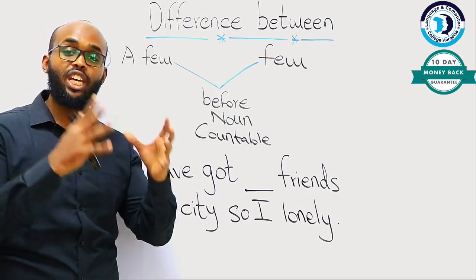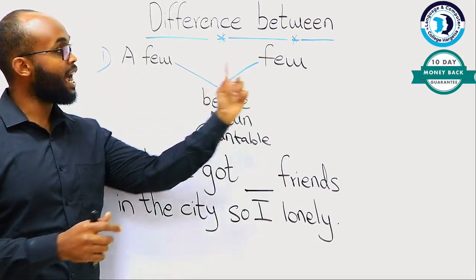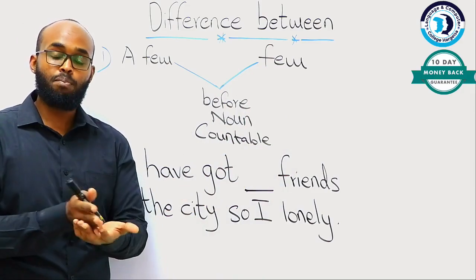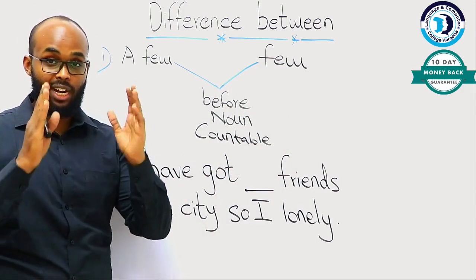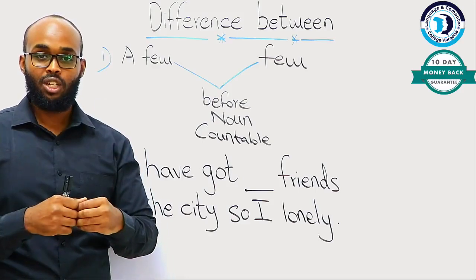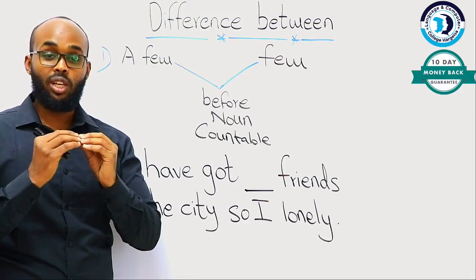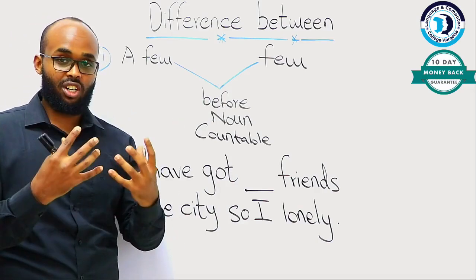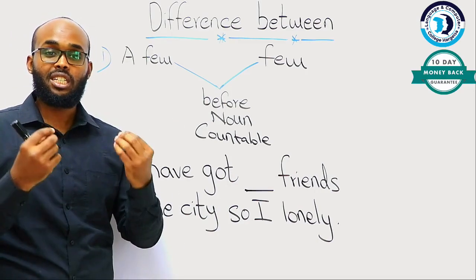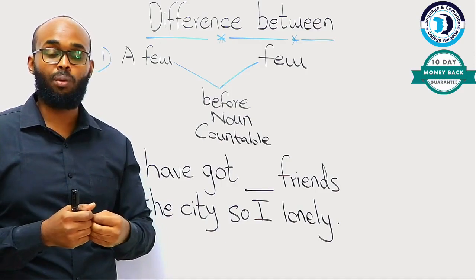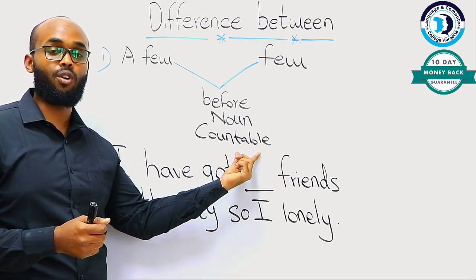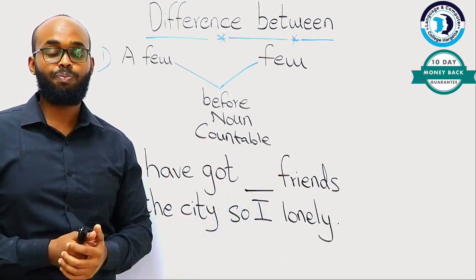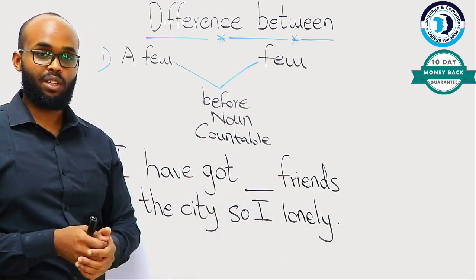Okay, so we use a few and few before countable nouns. So that is the similarity. The only thing they share in common is that they both come before countable nouns.